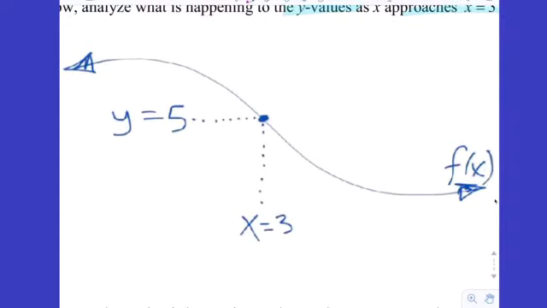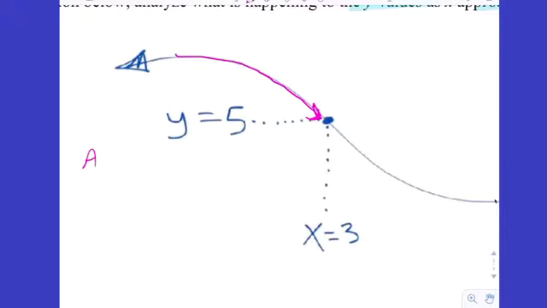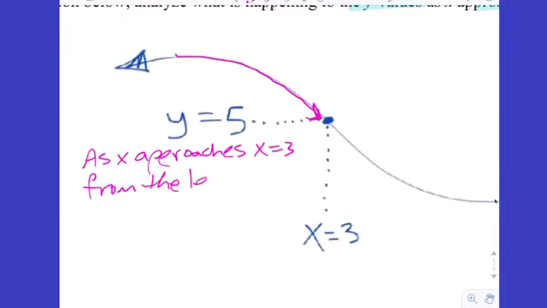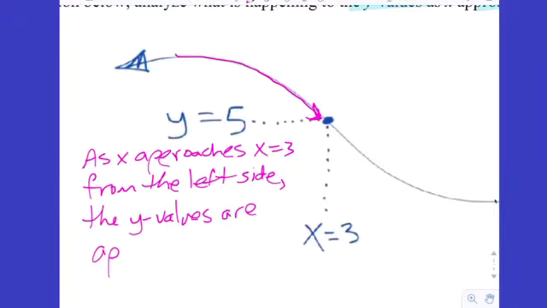If I hopped on the graph on the left-hand side of 3 and started heading back towards 3 from the left-hand side, as I get closer and closer and closer to x equals 3, my y value is getting closer and closer and closer to that solid dot, right? That's pretty obvious. So we're approaching 5. That's what we'll say: as x approaches x equals 3 from the left side, the y values are approaching y equals 5. And we're approaching 5 from above, but that's not as important.